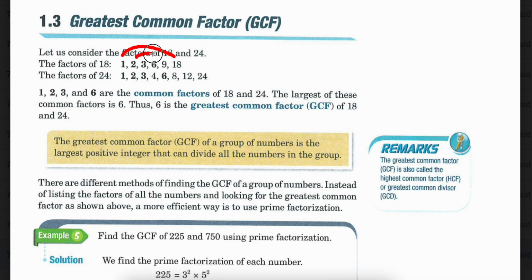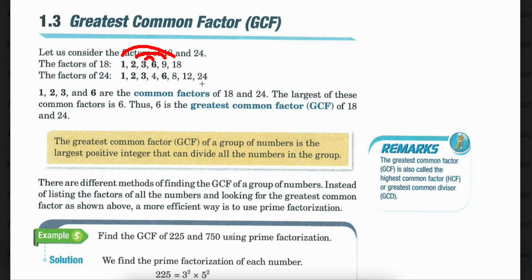Next with 2, see who can pair up with 2 to get to 18, see who can pair up with 3 to get to 18, and then I just kind of reach the middle and I can't find any more factors. So for 18, it's 1, 2, 3, 6, 9, and 18. For 24, it's 1, 2, 3, 4, 6, 8, 12, and 24.